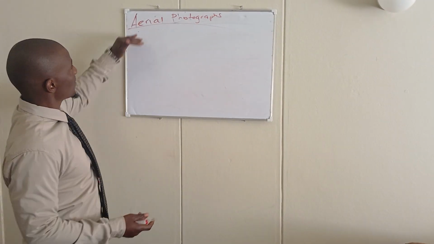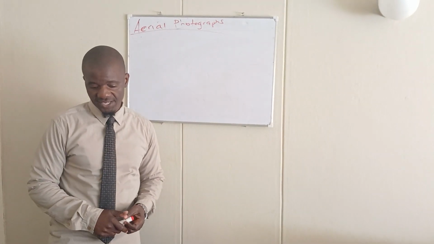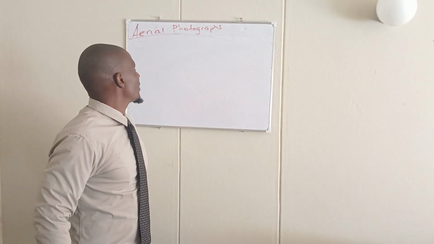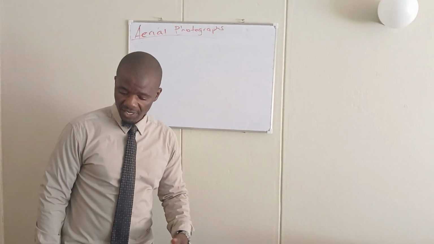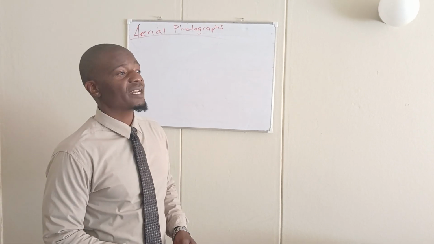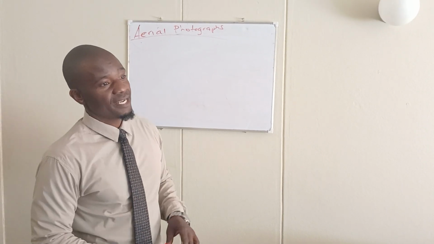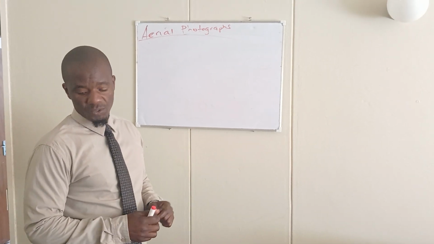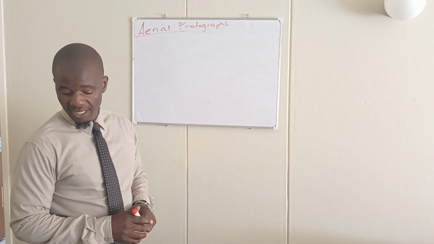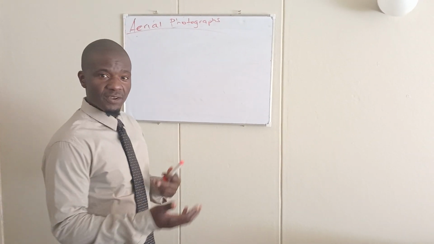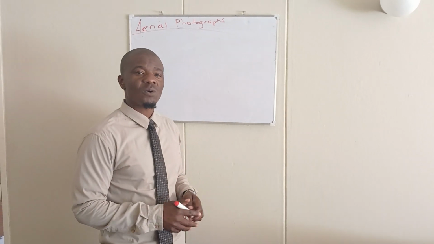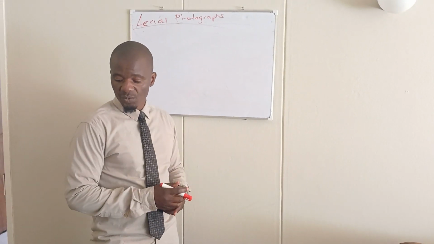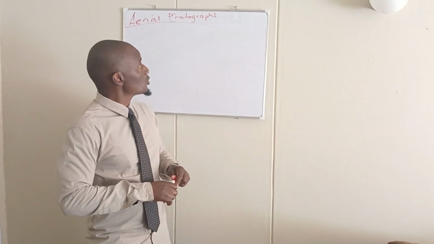Today I'll be focusing on aerial photographs. The first thing that I'm going to do is list the types of aerial photographs that we have, and after that I'll look at each and every type. Then from there we'll move on to look at orthophoto maps, the reason being that our orthophoto map is derived from the aerial photograph and the topographical map. So I want to start with the aerial photographs first, then from there we move on to orthophoto maps.